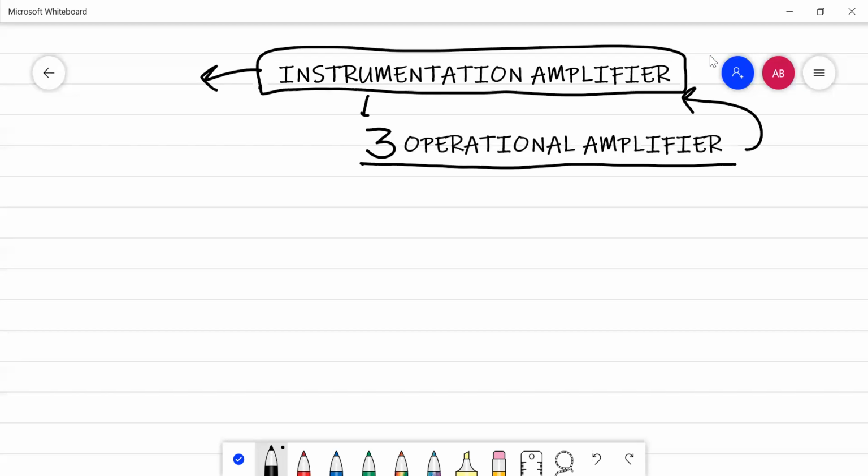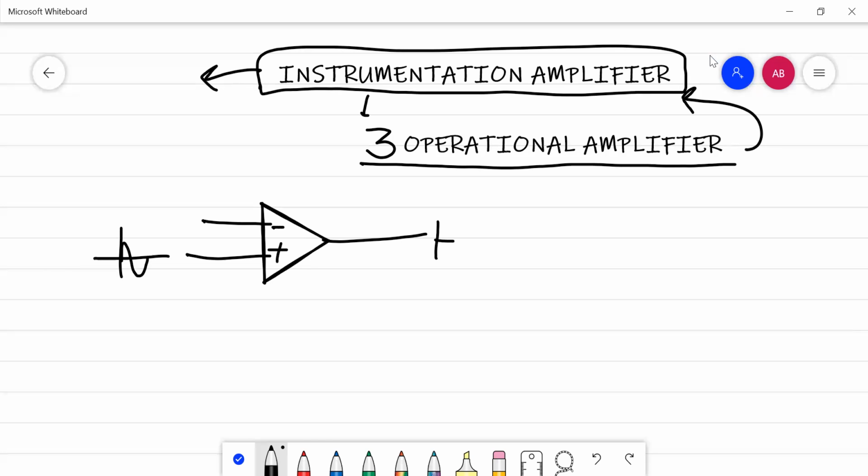So firstly, we come on to the main symbol of the operational amplifier. It consists of a triangle having one negative terminal and a positive terminal and an output. So that means if we are going to provide it an input at the positive terminal, we are going to get amplified output and in same phase as the input.